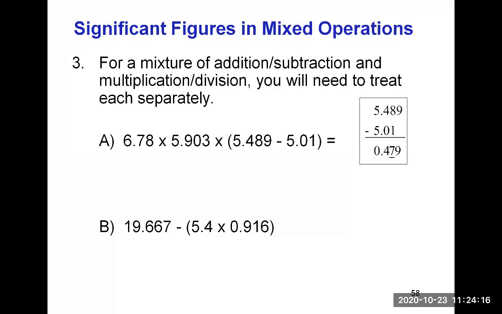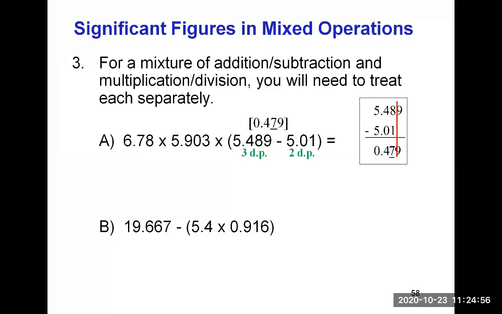Here, if we use the rule for addition and subtraction, we need to select the least precise digit place, and it's to the 2 decimal places, right? The least precise is 2 decimal places, because 5.489 has 3 decimal places, 5.01 has 2, and so the least is 2 decimal places. So the 7 in 0.479 is underlined to remind you that you need to stop at 2 decimal places.